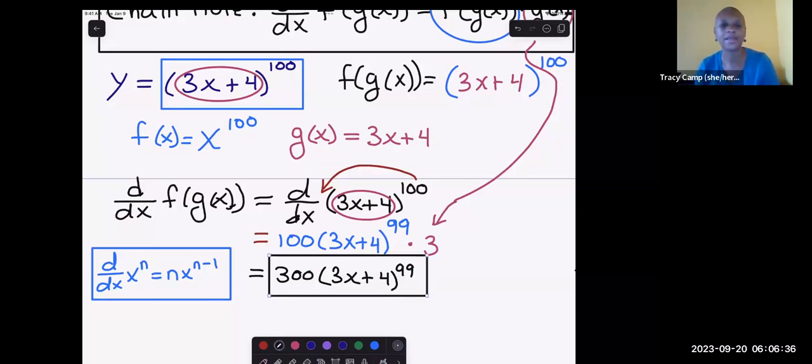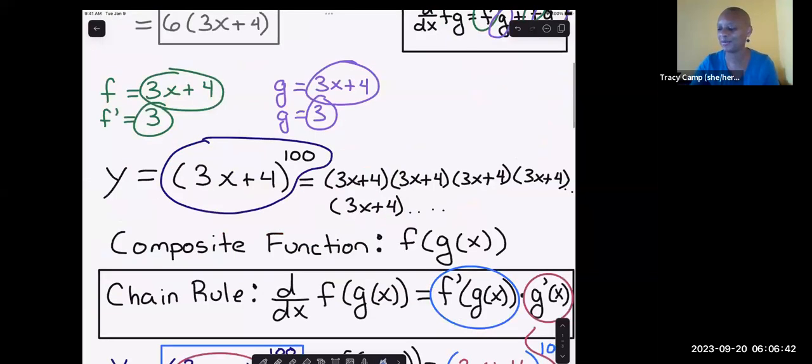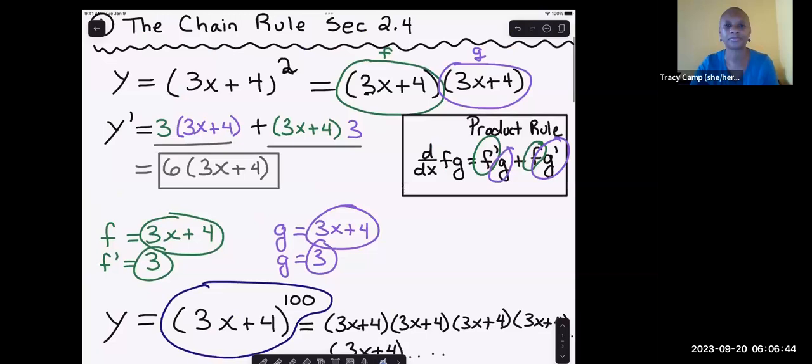It's right here. So let's go back to the very first problem that I was looking at, where we had like the square.